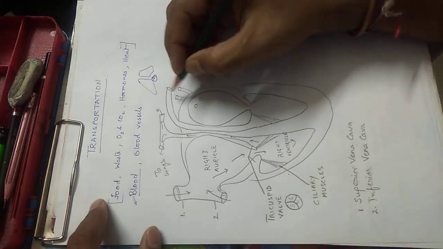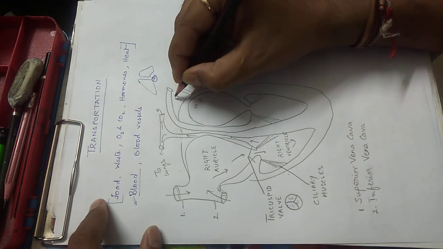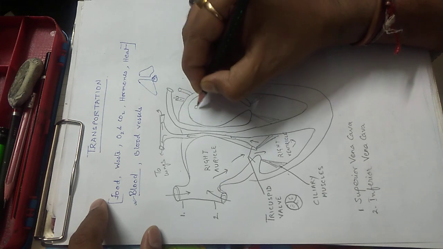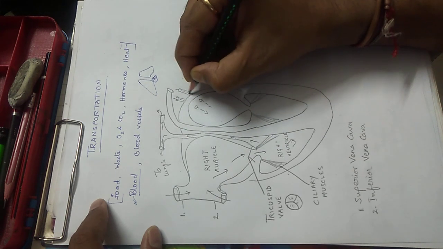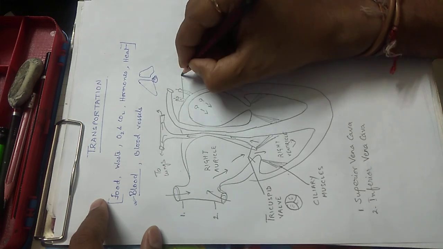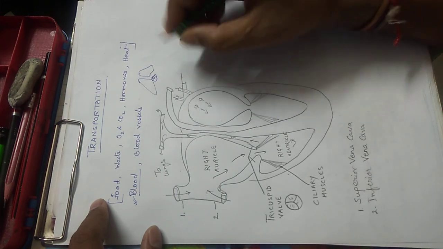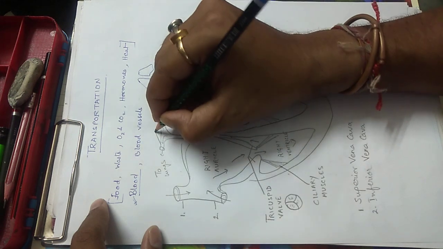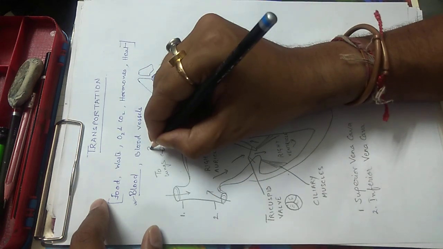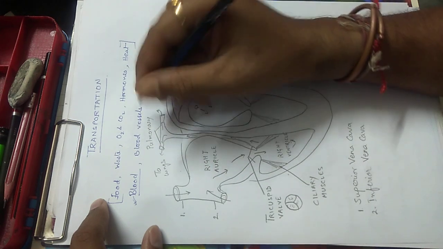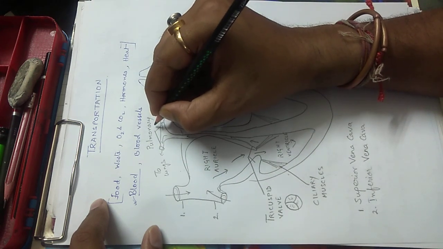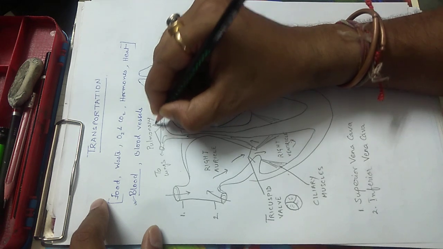Now after oxygenation, the oxygenated blood will come in through 2 tubes. These are called, okay, I forgot to tell the name here. These 2 tubes are called pulmonary arteries.